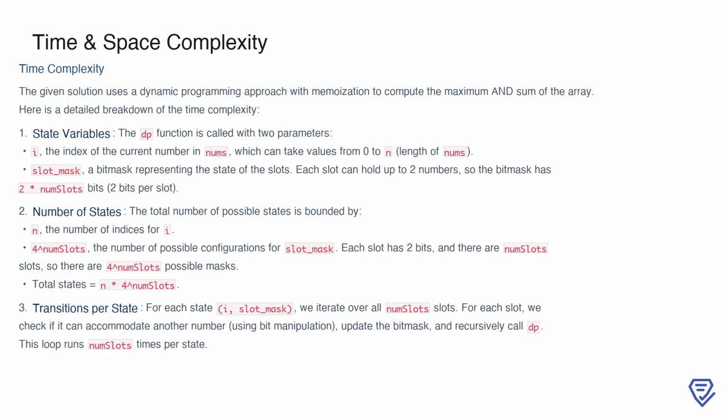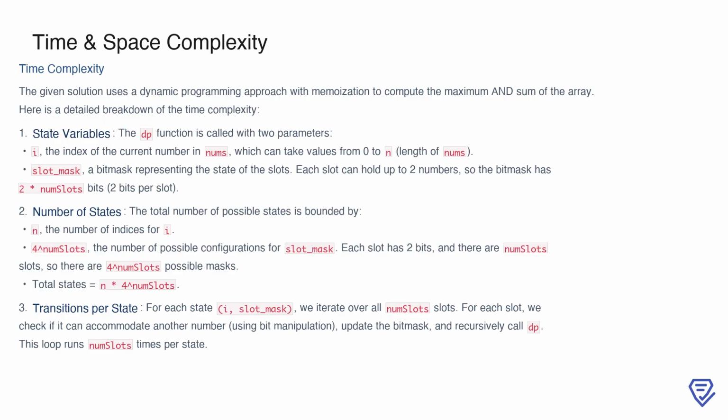Specifically, there are n possible values for i, and 4^num_slots possible configurations for the bit mask, since each slot can be in one of 4 states. Multiplying these together gives us the total number of states, which is n * 4^num_slots.